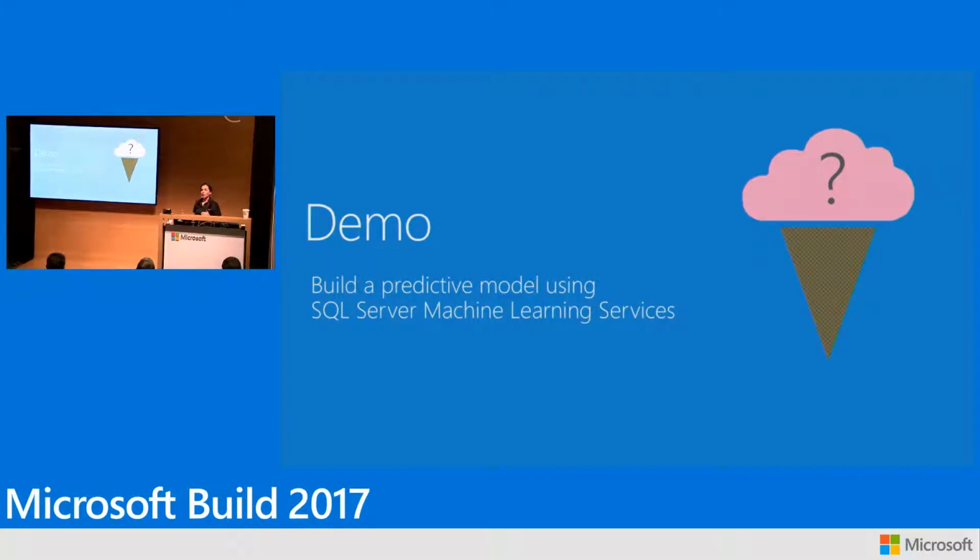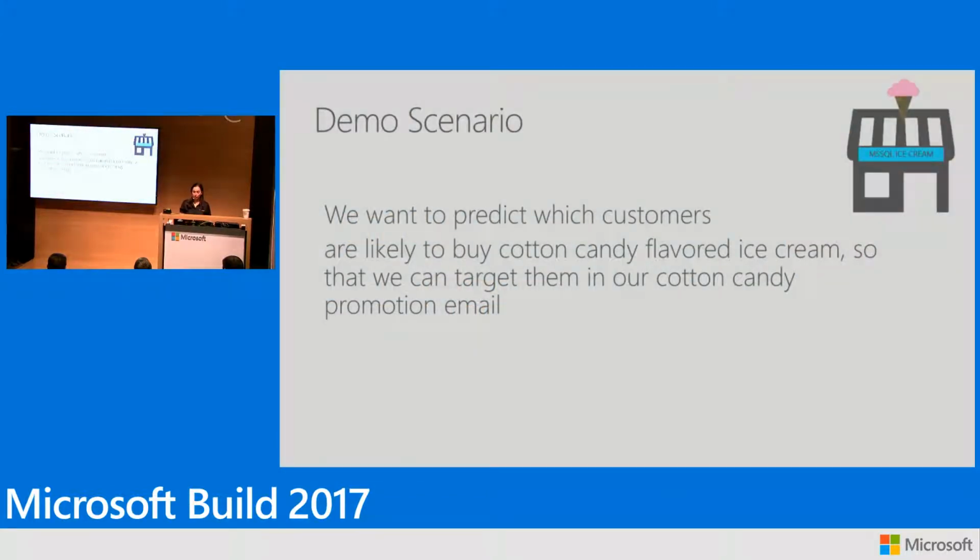A while back, I came across this big batch of cotton candy flavored ice cream. It was cheap, so I bought a lot. So now I have a freezer full of cotton candy flavored ice cream. And I want to sell this. And I want to target customers that are likely to buy or like cotton candy flavor. And that's what the demo scenario is all about. We basically want to predict which customers are likely to buy this flavor, so that we can target them in a promotion email and hopefully sell more cotton candy flavor.